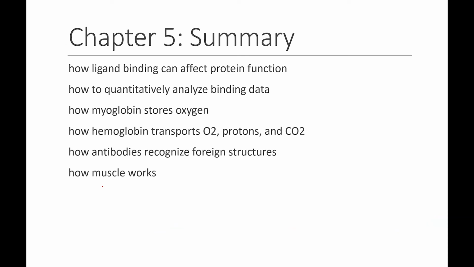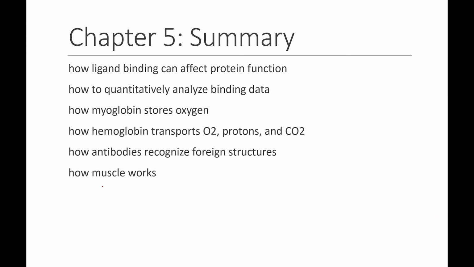Okay, so that is it for Chapter 5 summary. Remember, we generally discussed protein function in a variety of ways, but all of these relate to how ligand binding affects protein functions. We talked about a way to analyze binding data and understanding a Hill plot and the Hill equation. And we looked at different types of case studies of protein function and protein binding.